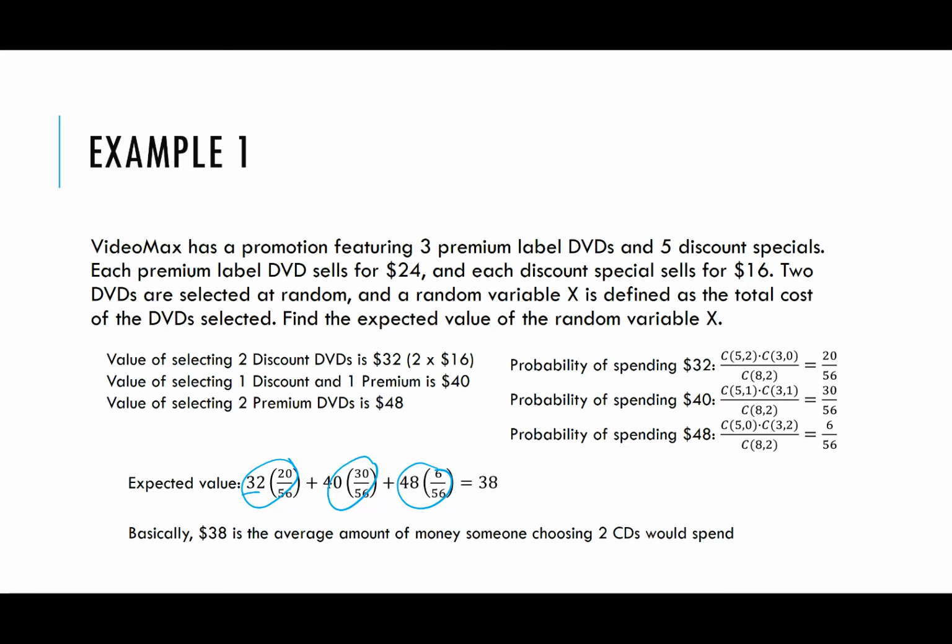So remember, I think the hard part is really getting the table set up, knowing all the different ways to spend the money and then the probability of each of those ways. That's hard. But once you have that table filled out, expected value is just multiplying them up together and adding them up.